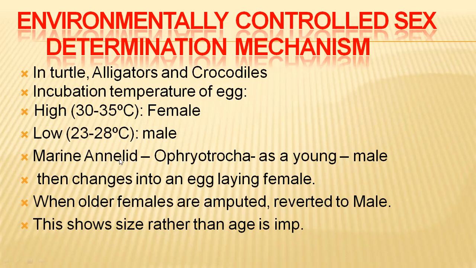And likewise, in the marine annelid Ophiotrocha, when it is young, it will produce sperms like a male. As it grows older, it lays eggs. So as a young one it acts like a male, and as an older one it becomes a female. When some of the grown parts are removed from these females, they revert into males. So in these organisms, the increased size of the organism converts a male into a female.